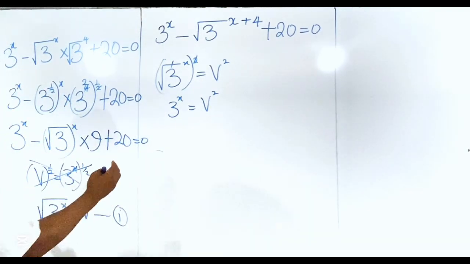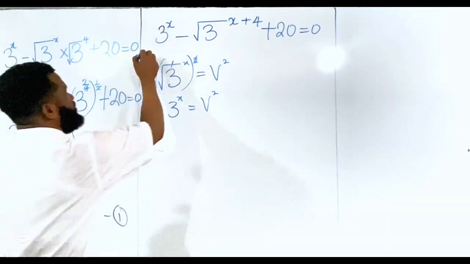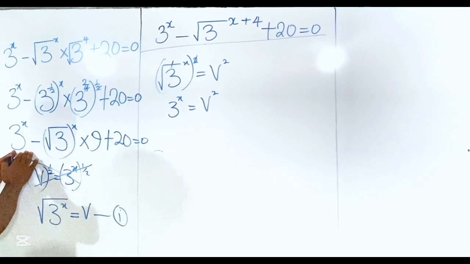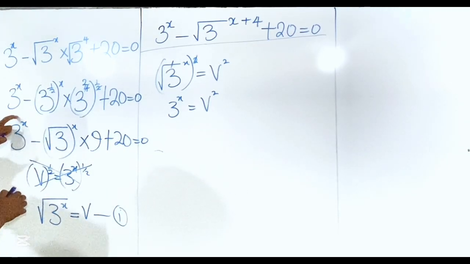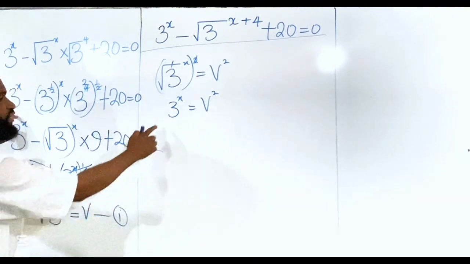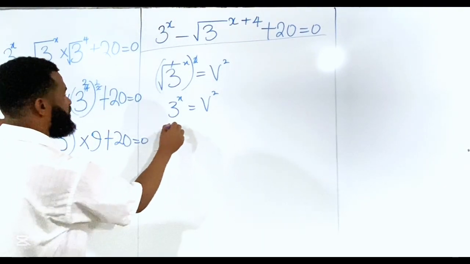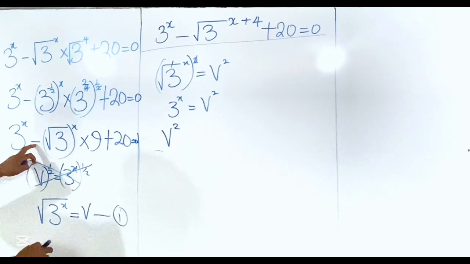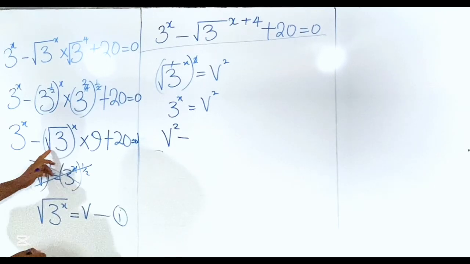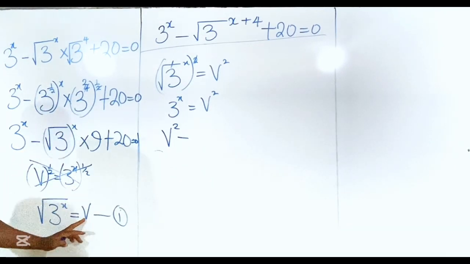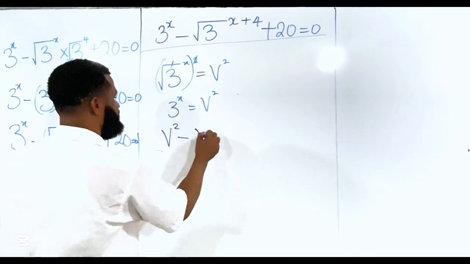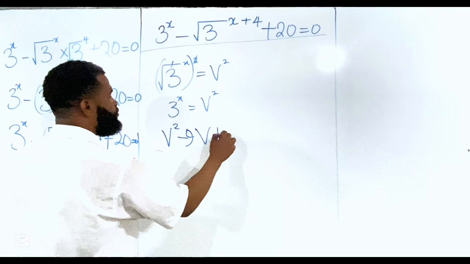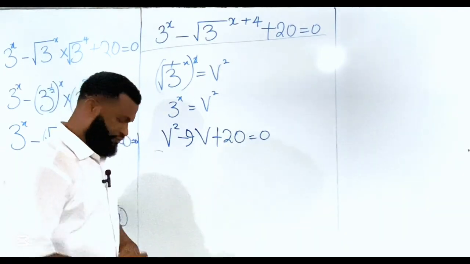So I'm going back to this equation, to this path, to do what I need to do. So 3 raised to power x is V squared. So I'm going to have V squared for this, minus square root of 3 all raised to power x, which is the same thing as V. So I'll put V. Remember, it's multiplying by 9. So this is going to be 9V plus 20 is equal to 0.